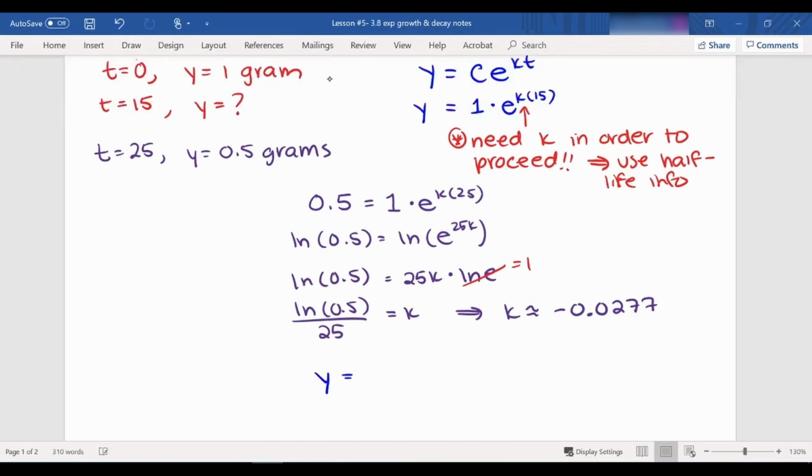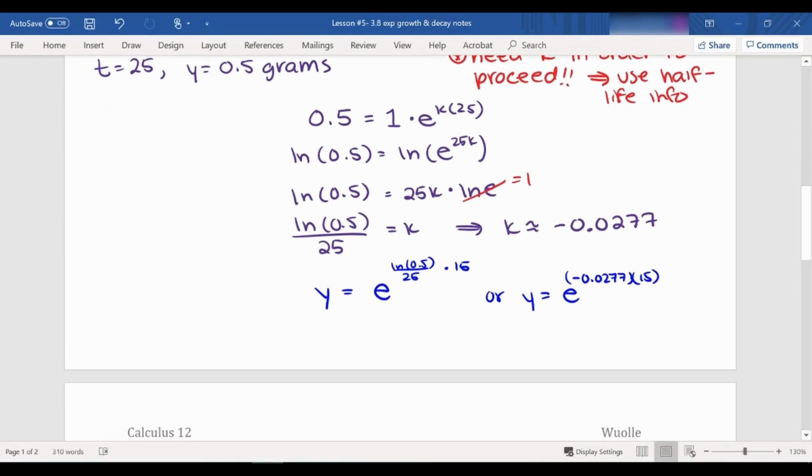And now I can go back up to what I wrote in blue and plug my k in. So I had y equals e to the k times 15. So I would choose to just use my exact value. That's my k times 15. I would plug this into my calculator. Again, you're welcome to use the decimal value of k here. So you could have e to the negative 0.0277 times 15. But I would keep as many decimal places as you can.